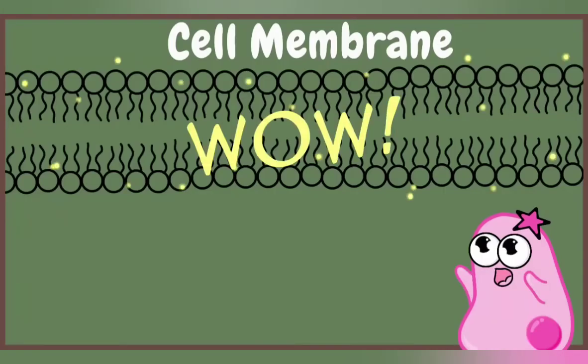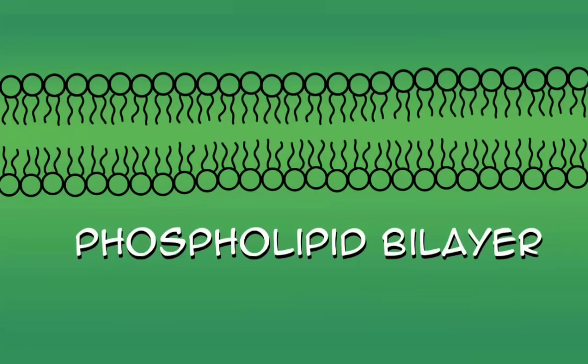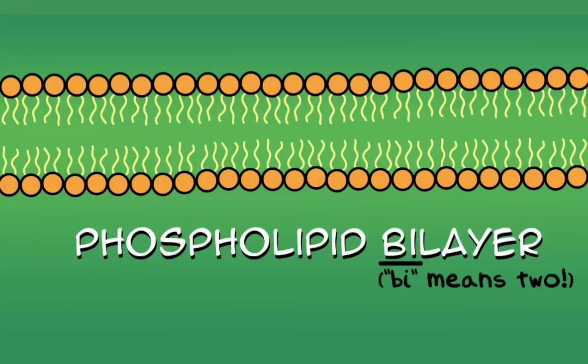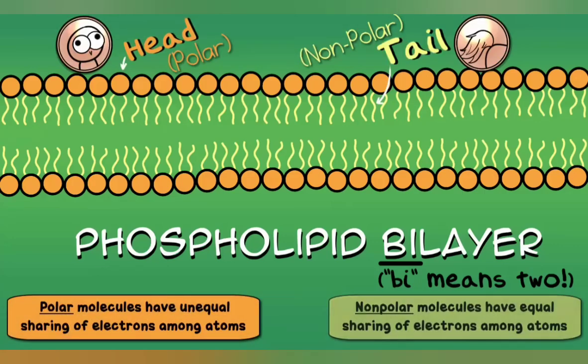You could have a whole course on the cell membrane itself. It has amazing structure. It has signaling abilities. But to stick to the very basics, it's made of a phospholipid bilayer. Bilayer means two layers, so you have these two layers of lipids. Now, these lipids are called phospholipids. They have a head that is polar, and they have a tail that is nonpolar, making them quite unique.